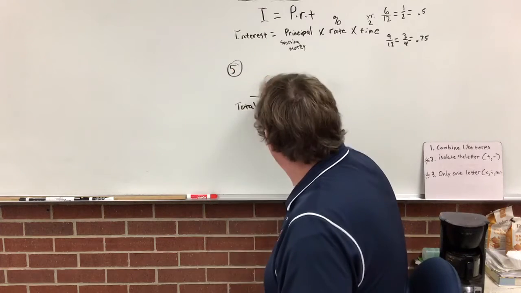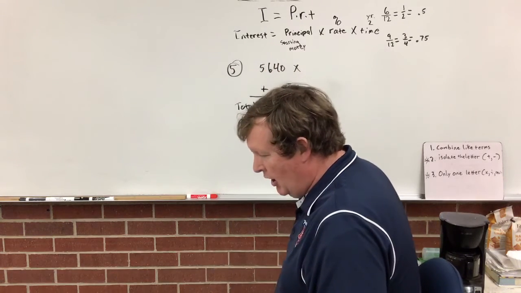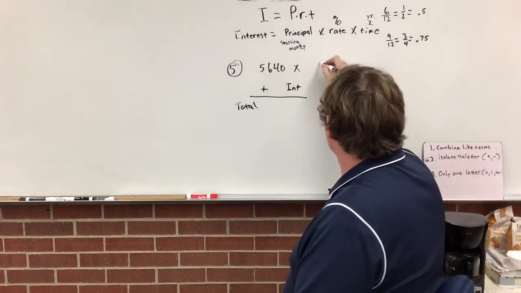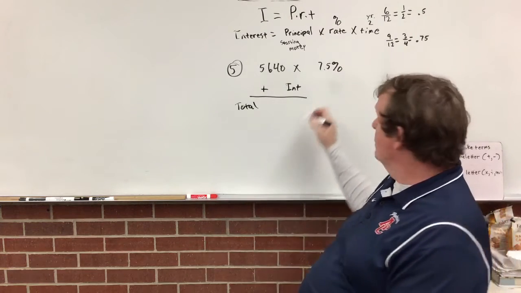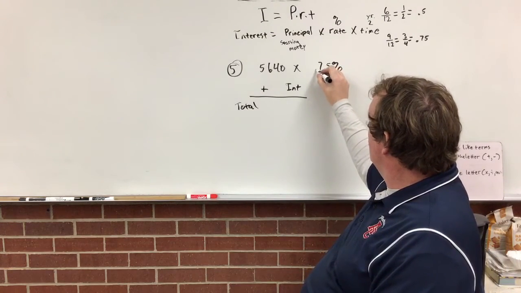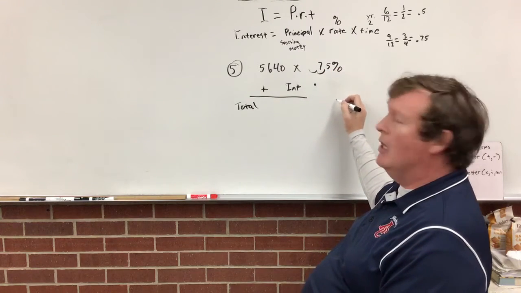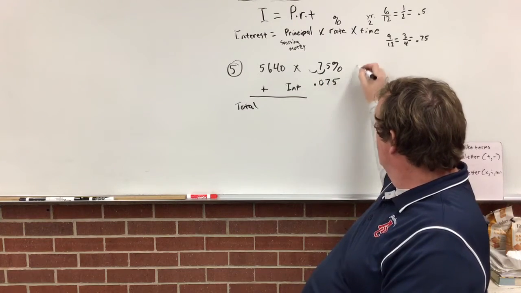Here it is, 5,640 times, change our percent. Now, a percent has a decimal in it. Okay, so remember, when we have one that already has a decimal in it, move the decimal to the left 2 times. You're going to have to add a 0. So this doesn't just become 0.75, it becomes 0.075.